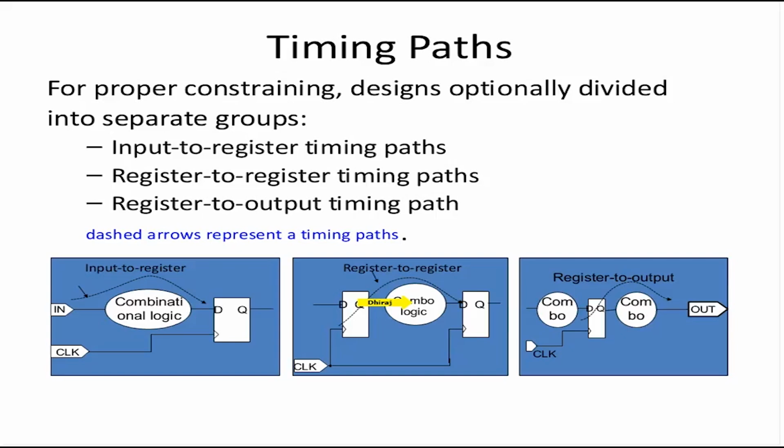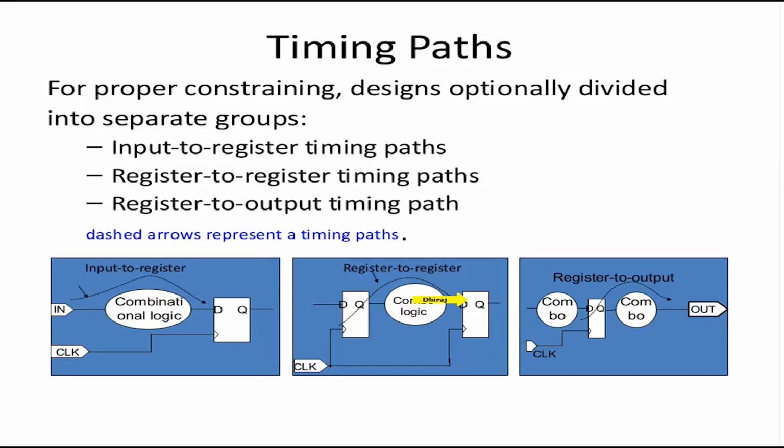The only thing missing here, what DC does not know, is the clock frequency. So as soon as we tell DC that the clock which is driving CLK is, let's say, 200 megahertz, if we tell DC this, all register to register paths are constrained.